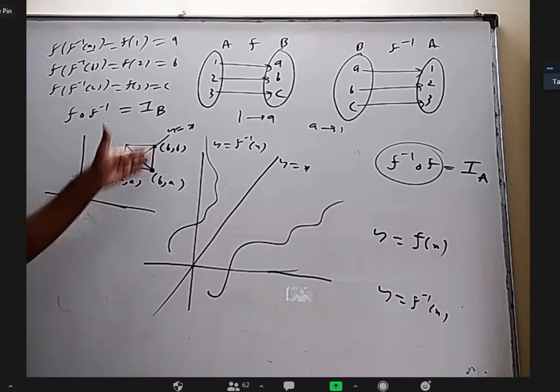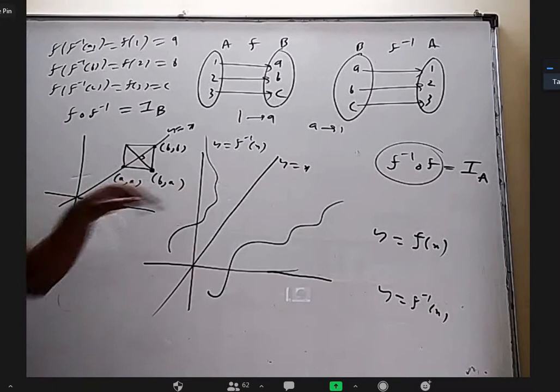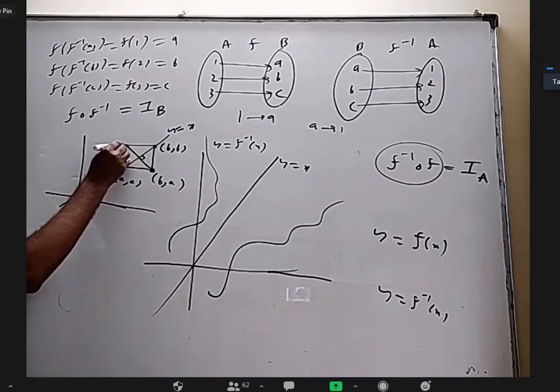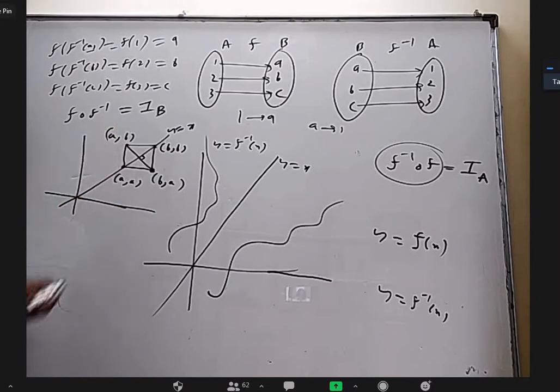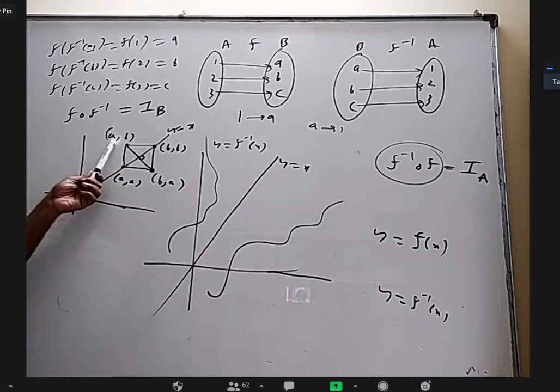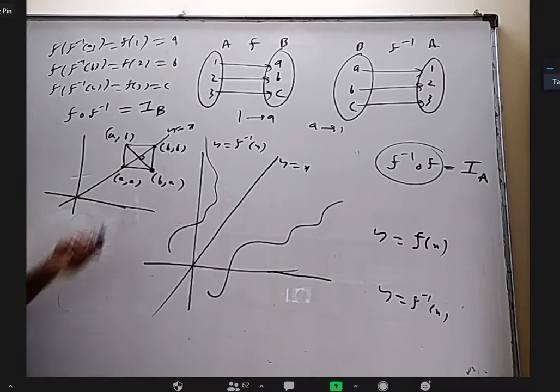The x coordinate comes from this. The y coordinate comes from this, right? And for this point, the x coordinate b comes from a comma b. That's it. You can see a comma b and b comma a are images of each other with respect to y equal to x. Right in the figure, right?